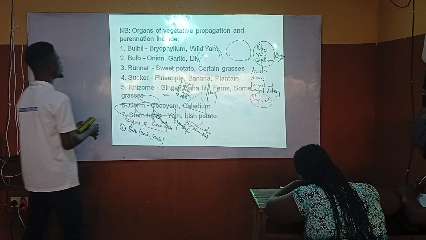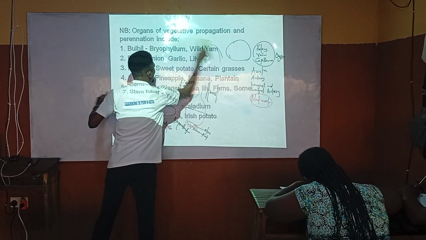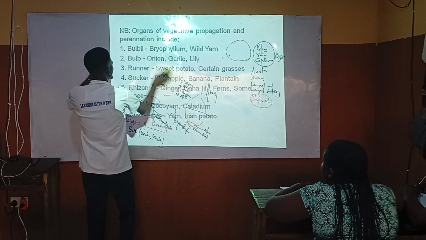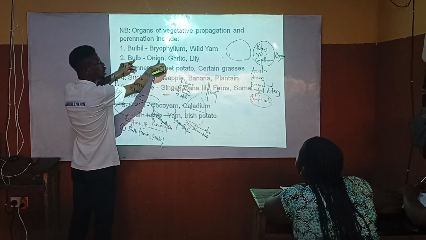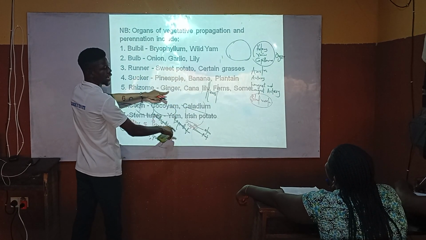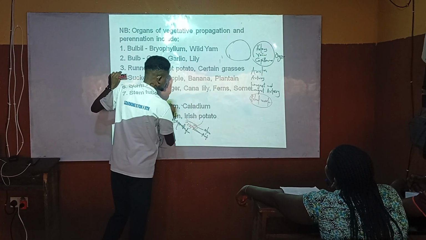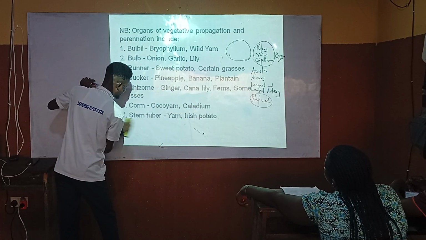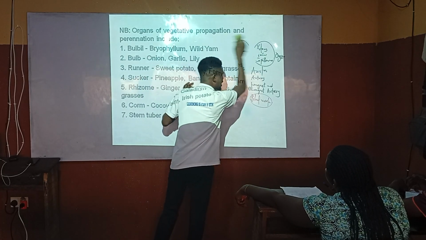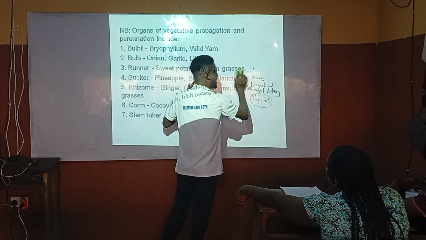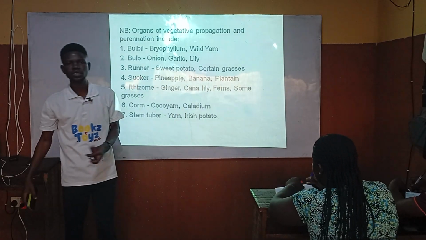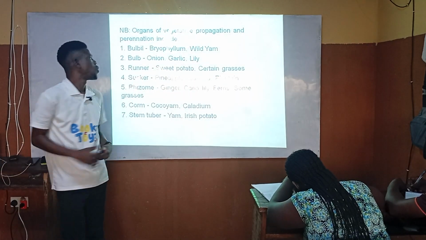So look at that here on the board. Note, organs of vegetative propagation and perennation include, look at bulb now. What do we have there? Onion and garlic. Look at rhizome. What do we have there? Ginger. Lily. Lily is also a plant, like your canna lily, water lily, canna lily. There are so many types of lily. There's tiger lily, a lot. Lilies are numerous. Wild yam.